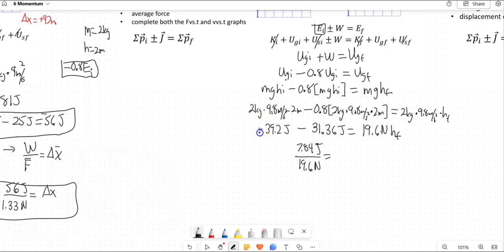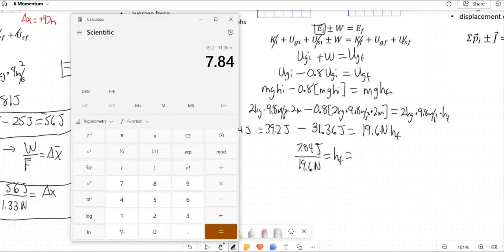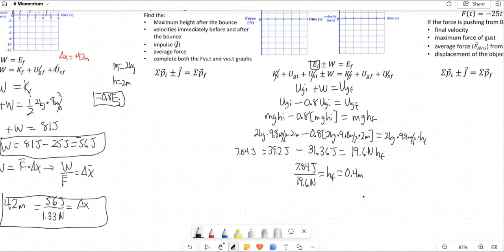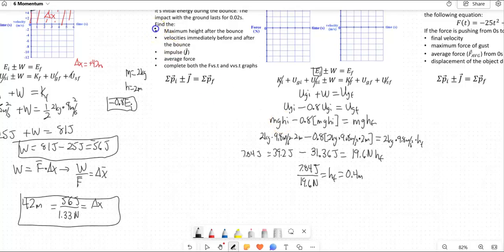So this part is just 7.84 joules, right? And that is going to be our final height that it gets to. So we're going to divide that by 19.6, which is 0.4. So 0.4 meters. So that's the maximum height that it bounces to after losing 80% of its initial energy. Okay? So we answer the very first part right here.